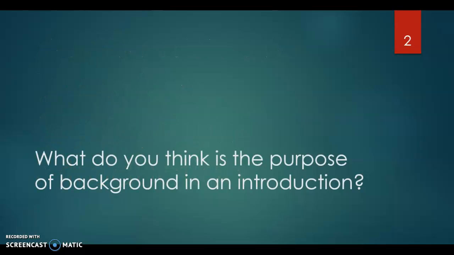Okay. What do you think is the purpose of background in an introduction of a research? As the word says, it introduces the reader to the topic, to the problem, to the solutions being discussed in that particular research. Introduce. Okay. Let the reader know what it is about. That is the purpose of introduction.